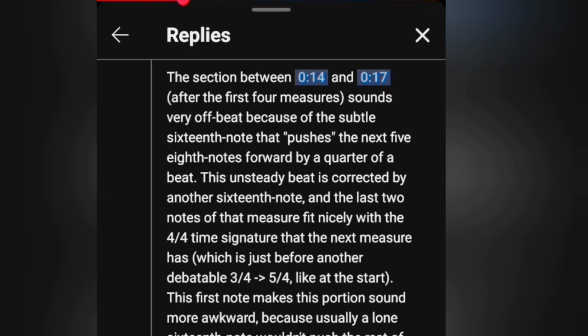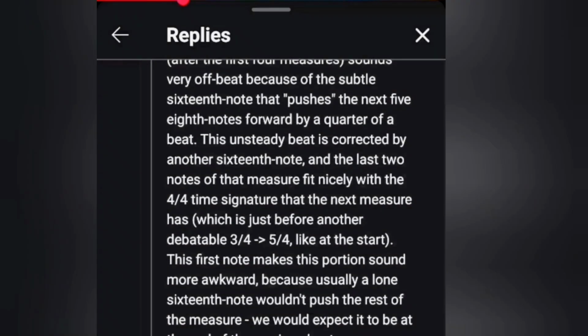So this unsteady beat is corrected by another 16th note, and the last 2 notes of that measure fit nicely with the 4/4 time signature that the next measure has, right? So it just fits both easily, which is just before another debatable 3/4 to 5/4, like in the beginning at the start. So he's saying it does it again.